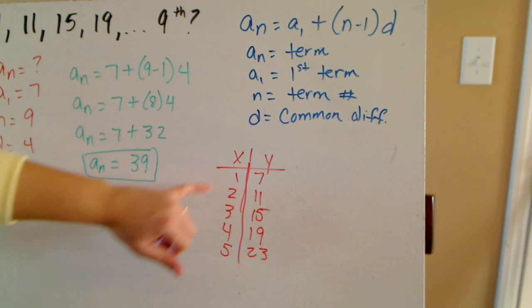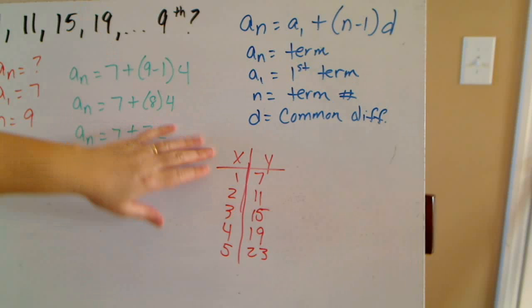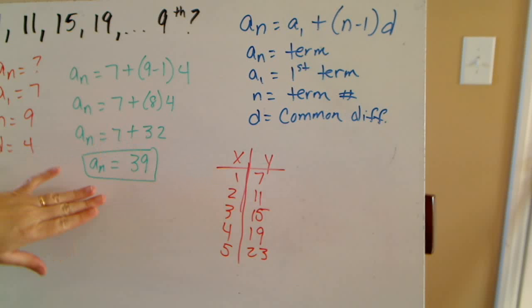And then we would graph these as ordered pairs. And it should come out fairly linear, because each term is being increased by the same amount. So this is how you would graph, and this is how you would find the nth term.